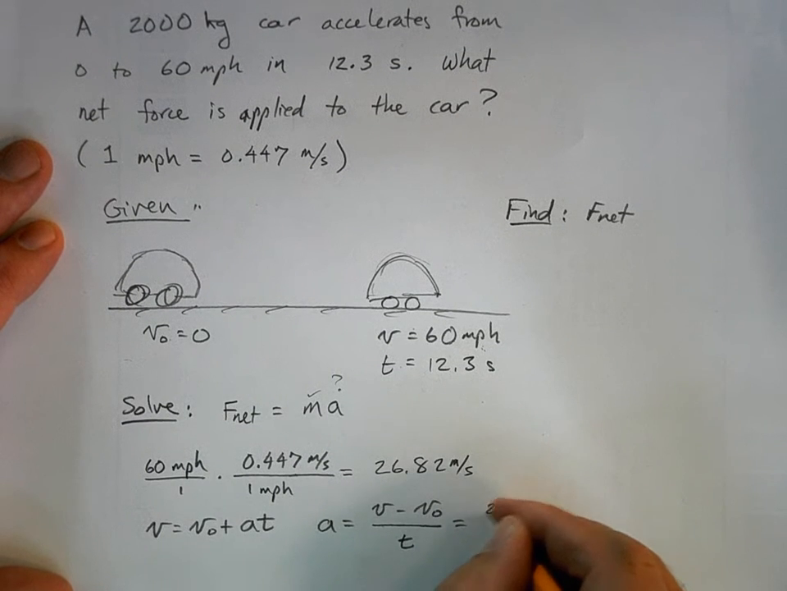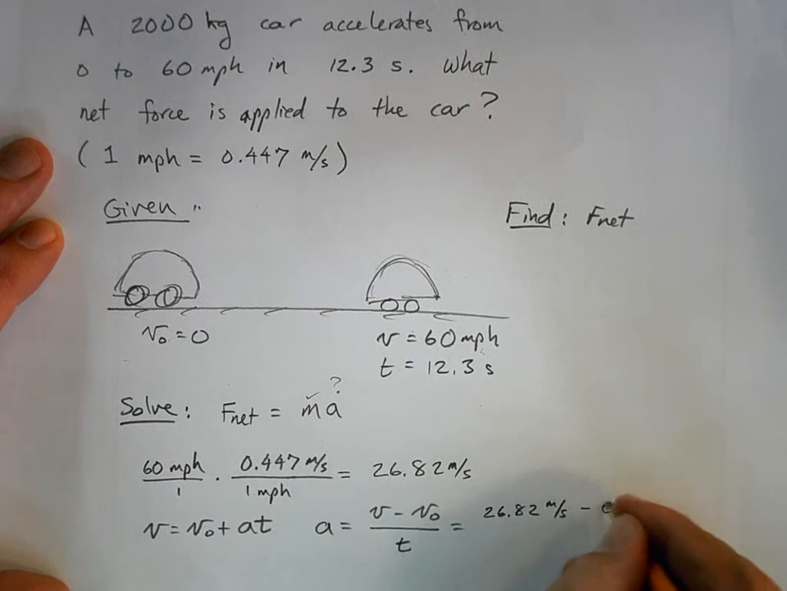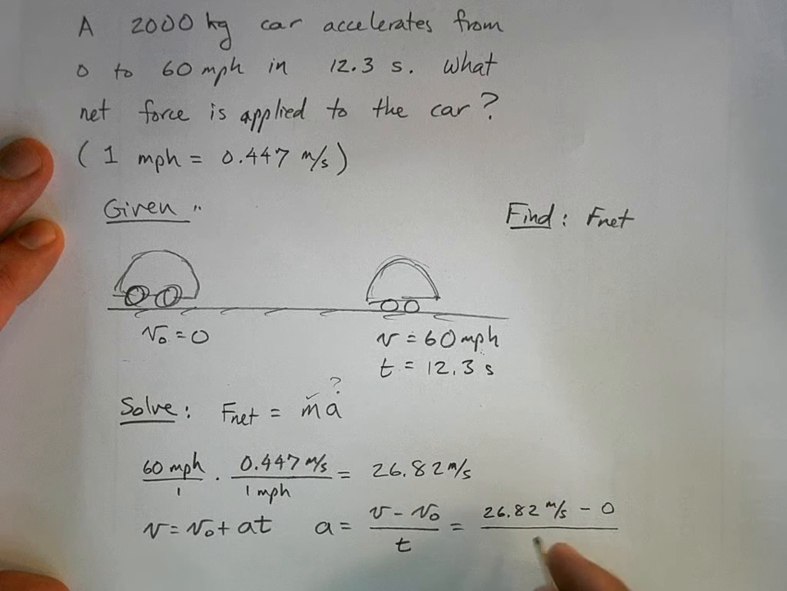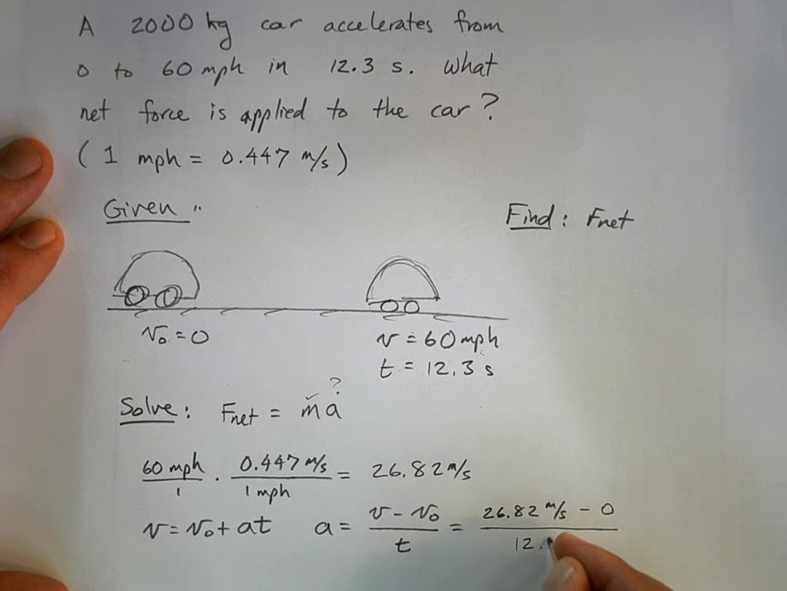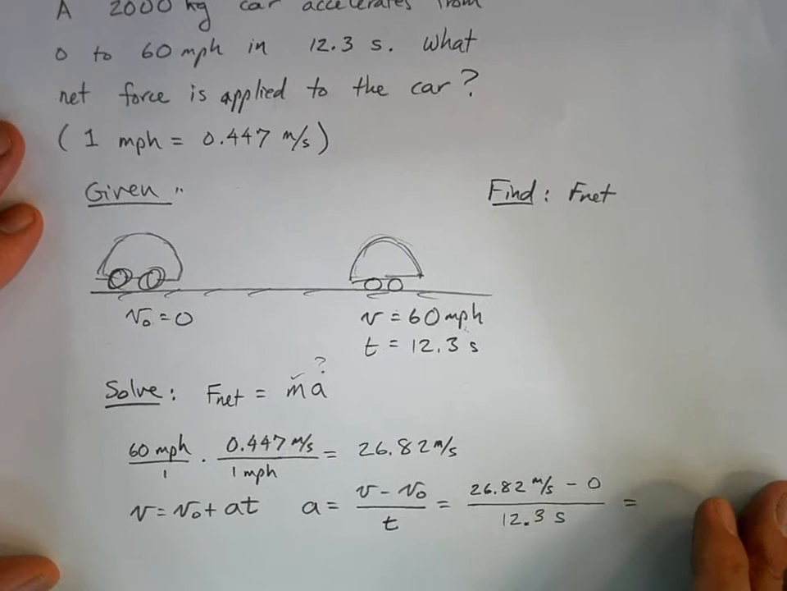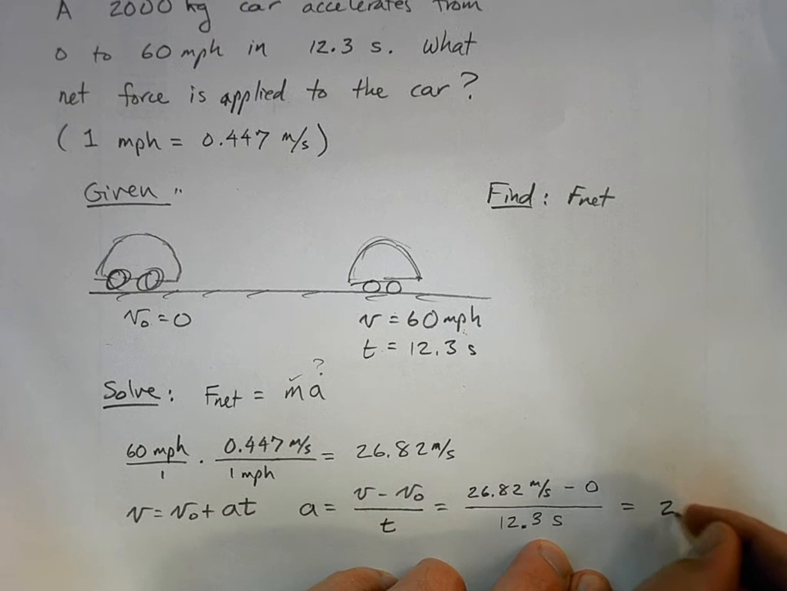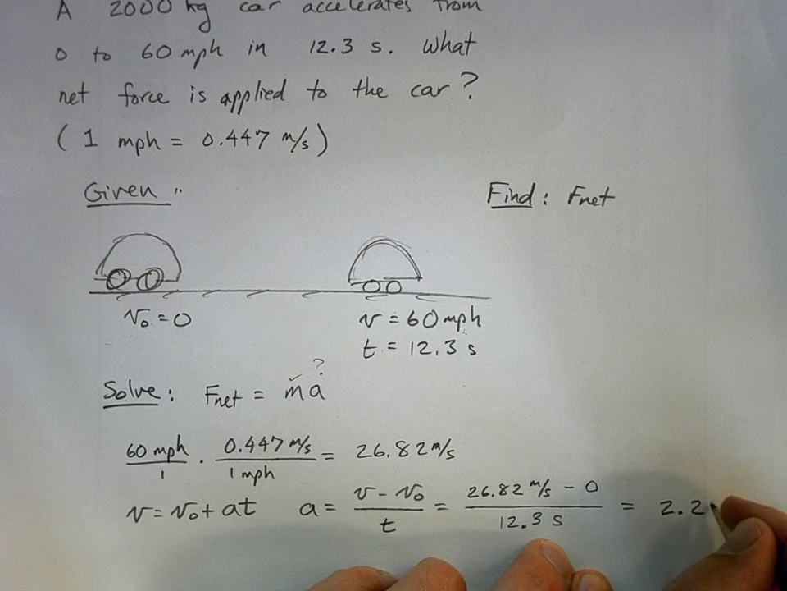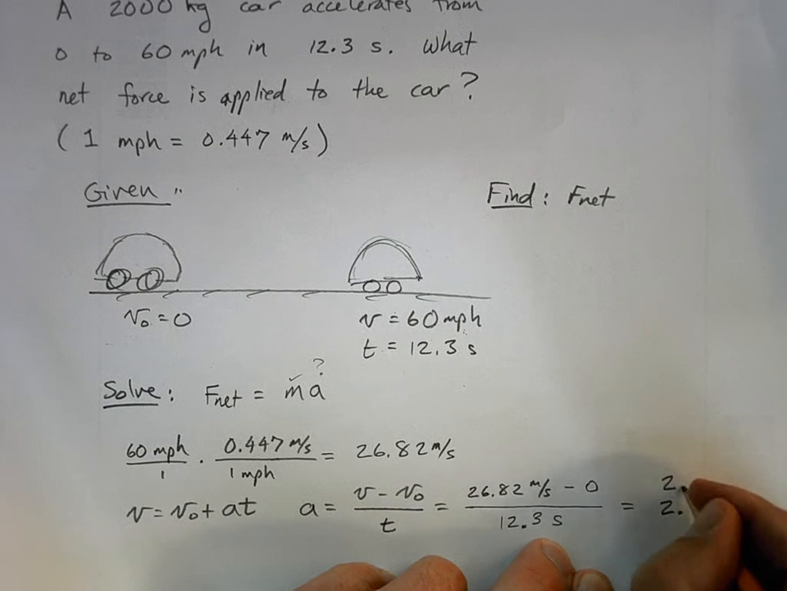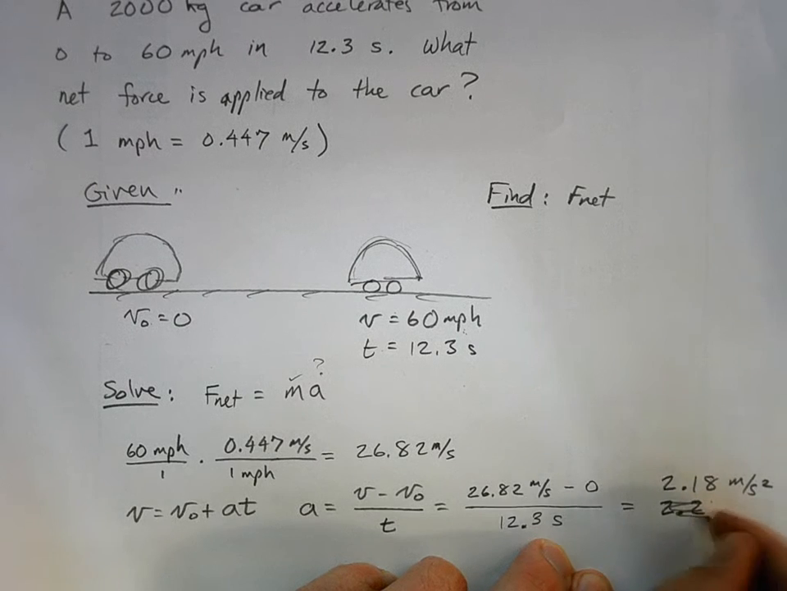So this is 26.82 meters per second minus 0, divided by 12.3 seconds. So what is my acceleration? 2.2 meters per second squared. 2.18, but you guys need to chill. Yeah, we'll go 2.18 meters per second squared, just to irritate Grant.